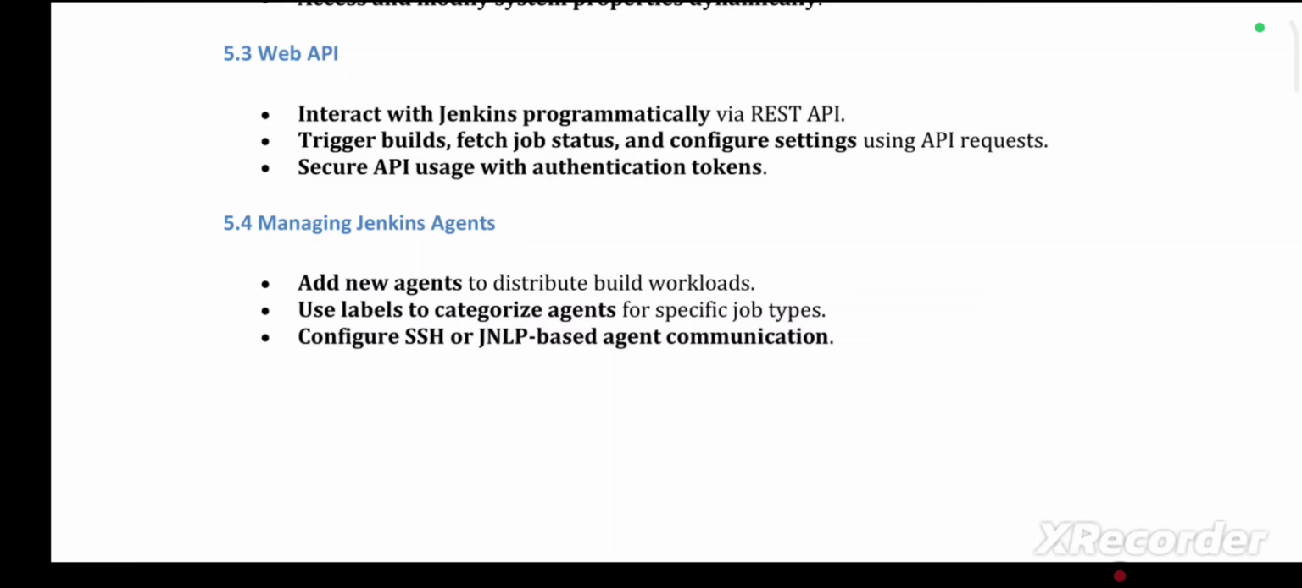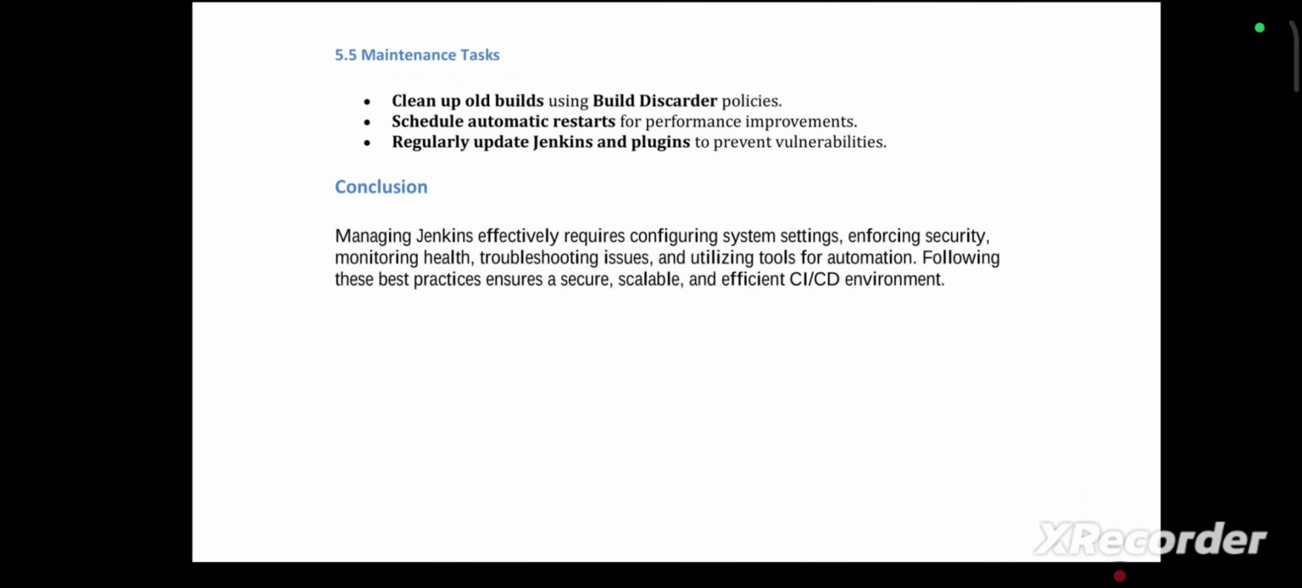And the next component was managing Jenkins agents. Let's say you can add new agents. It will distribute the build workloads based upon the number of agents, and use labels to categorize agents for specific job types. You can configure SSH or JNLP based agent communication.